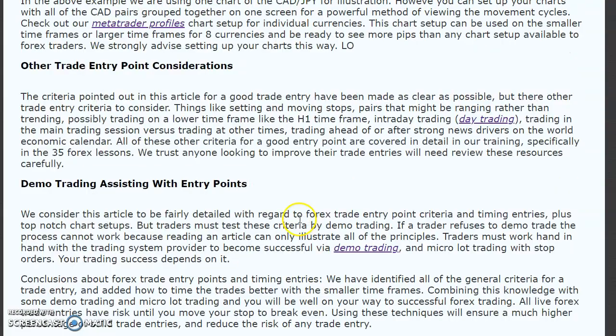And obviously with a system like this, we strongly advise demo trading. You can click on this link here to learn more about the benefits of demo trading. If you demo trade this type of system, you need to learn how to enter the trades, set stops, and then move your stops to break even so you can manage the trade from a profit standpoint.